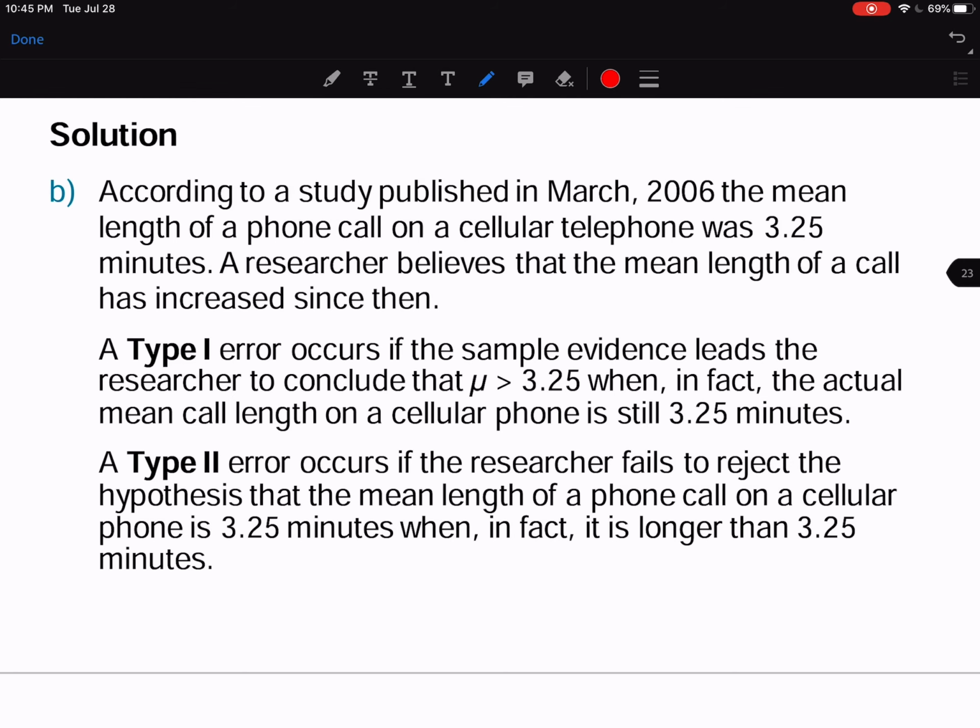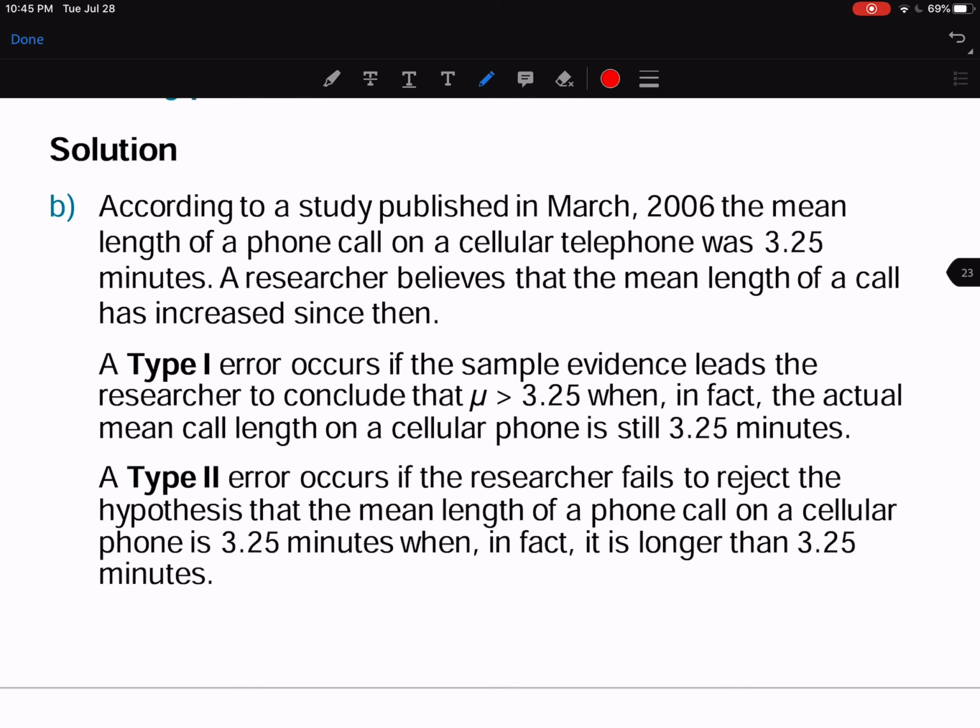All right, let's take part B real quick. According to a study published in March 2006, the mean length of a phone call on a cellular telephone was 3.25 minutes. A researcher believes that the mean length of a call has increased since then. So if we want to set up the hypothesis test, the null hypothesis would be mu is equal to 3.25 versus mu is greater than 3.25, and of course this is a right tail test.